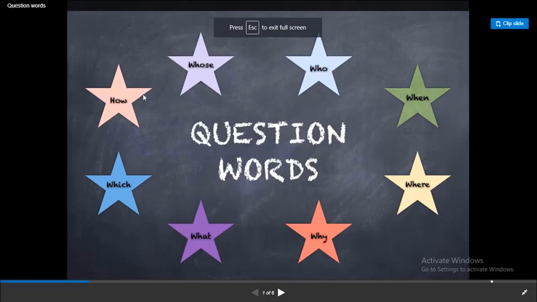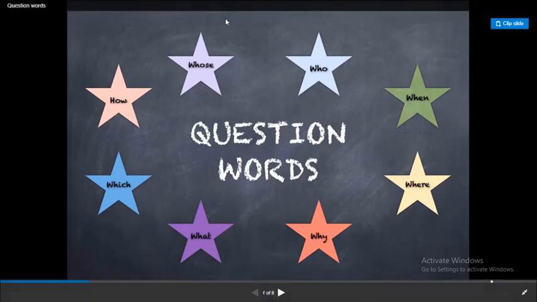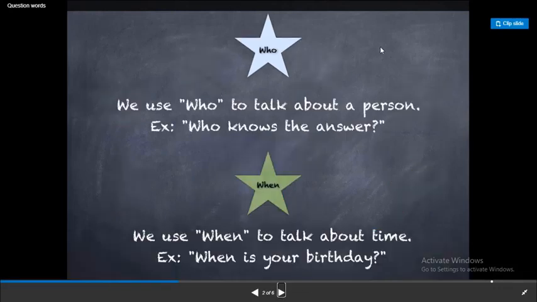So this is a set of question words. I think you know all of them, or the majority at least, like who, when, where, why, what, which, and how. Let's learn about each of them. Who. It's a question word to ask about a person. An example, who knows the answer?